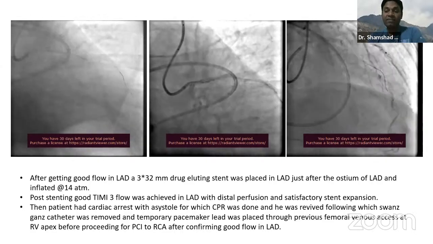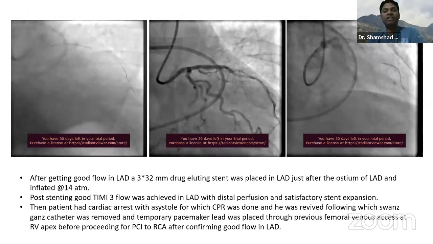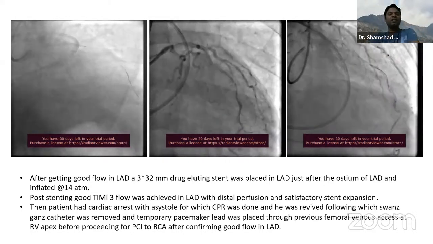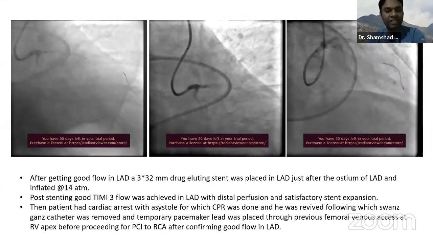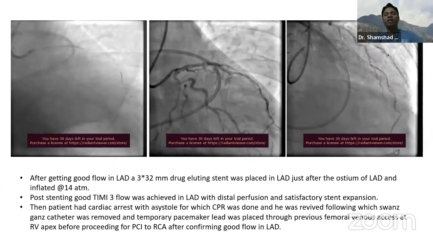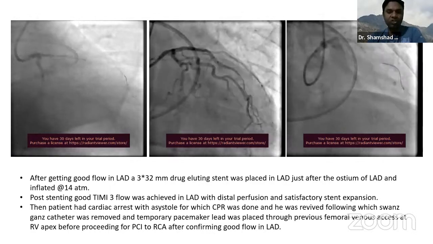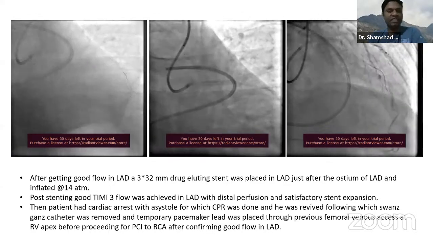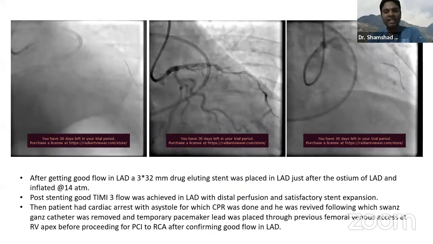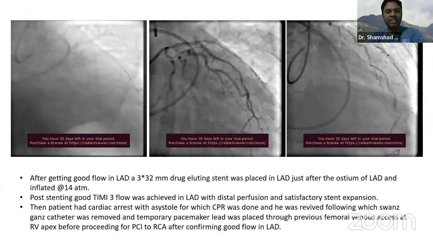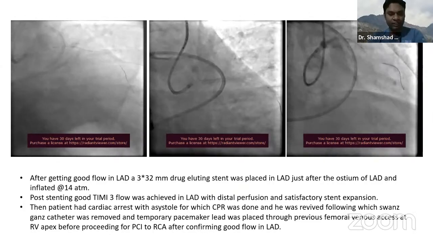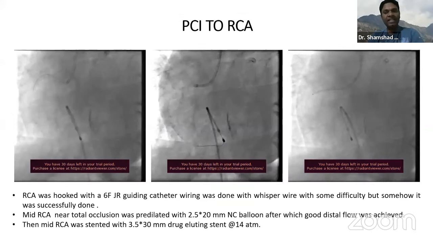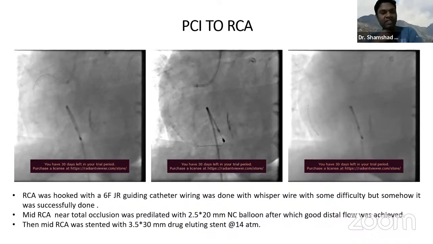But just after this, even after a satisfactory stent expansion, the patient had cardiac arrest with asystole, and CPR was done. He was immediately revived, and the Swan's catheter was removed, and that access was used for placing a temporary pacemaker wire. Immediately after that, the flow in the LAD was rechecked, and it was found to be flowing well. No flow compromise was there in the LAD.